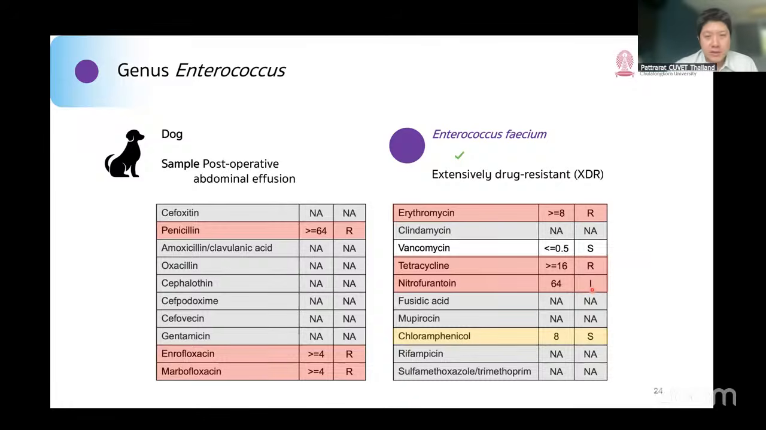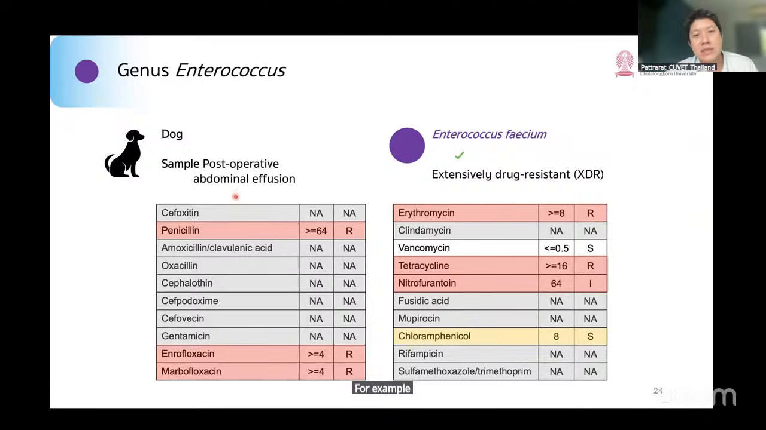One concern is that Enterococcus has many natural or intrinsic resistance mechanisms to various drugs. Okay, natural or intrinsic resistance to various antimicrobial drugs makes infections very difficult to treat.